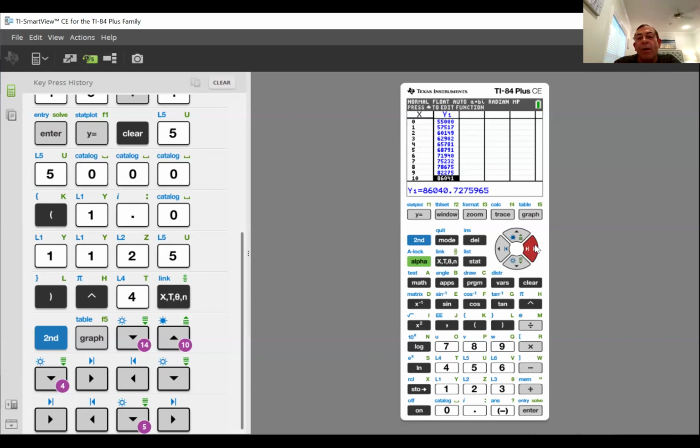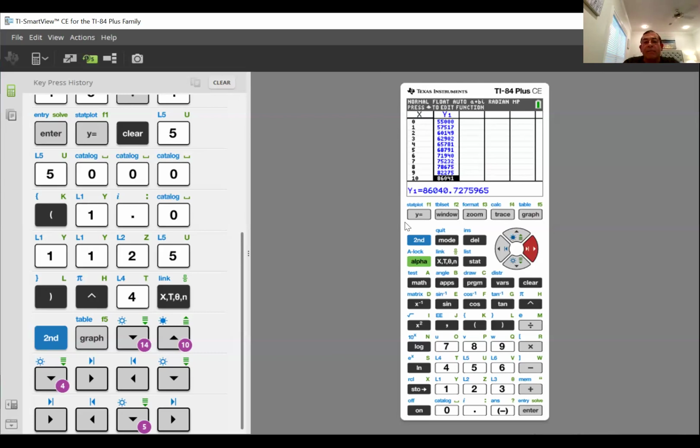If you look right below that, you see where it's got y1 equals 86,040.7275965. That's the decimal approximation. But since they wanted me to go to nearest dollars, that's why I'm using my table, okay? All right, so what we would do, we would go punch those in.